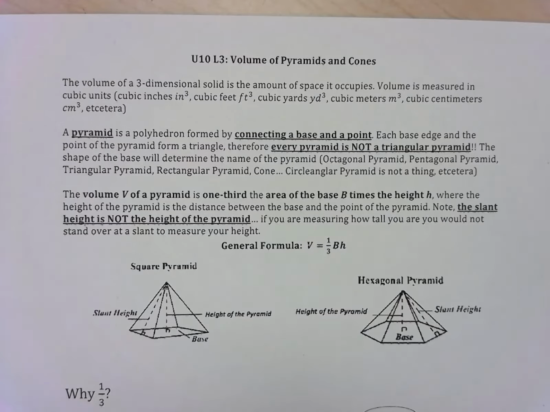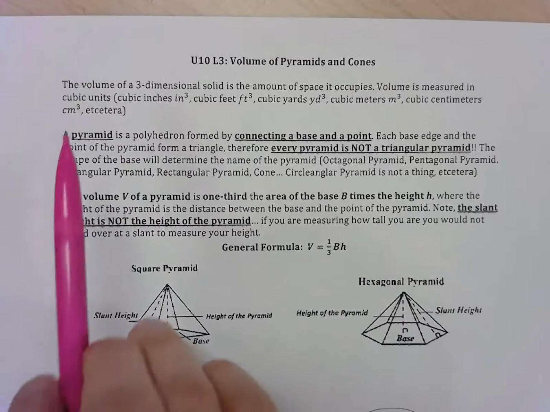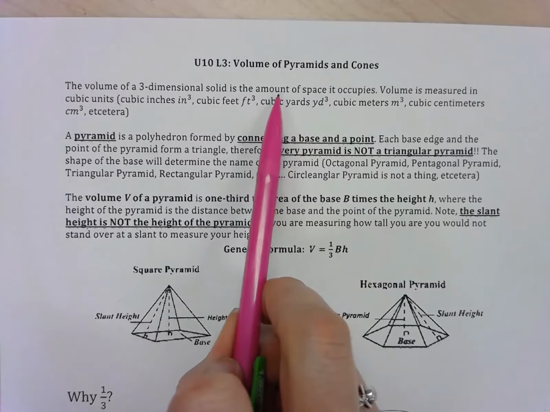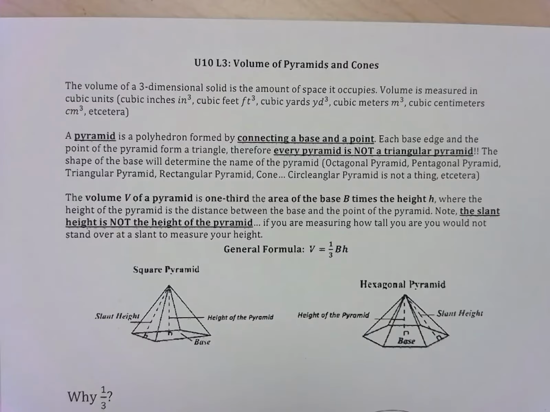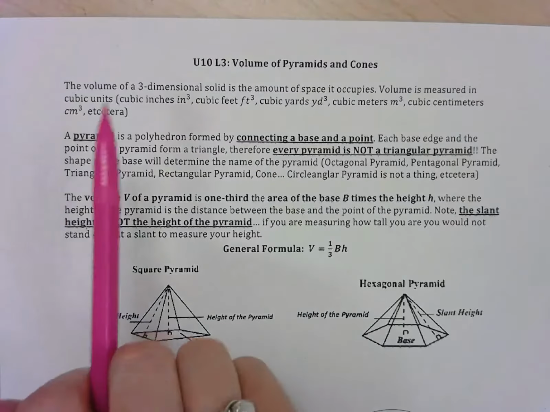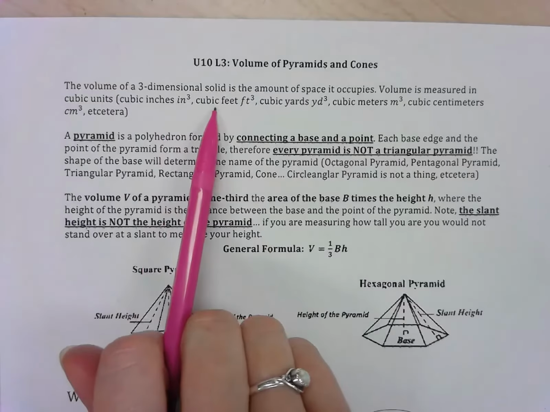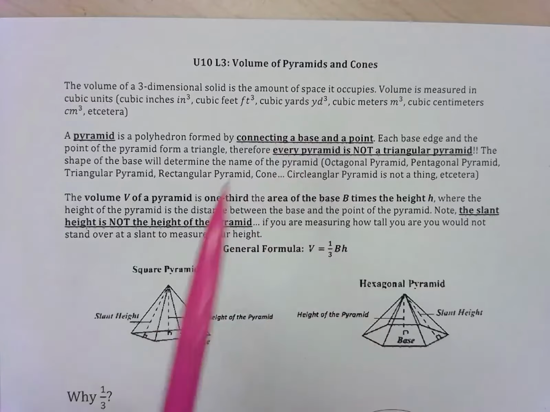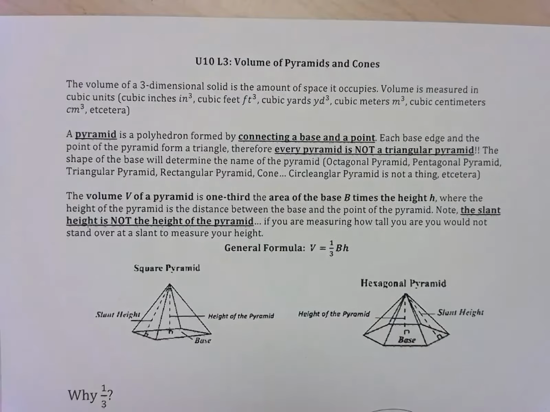In this lesson, you will learn how to calculate the volume of pyramids and cones. The volume of a three-dimensional solid is the amount of space it occupies. Volume is going to be measured in cubic units. For example, cubic inches, cubic feet, cubic yards. Be sure to always include your units.